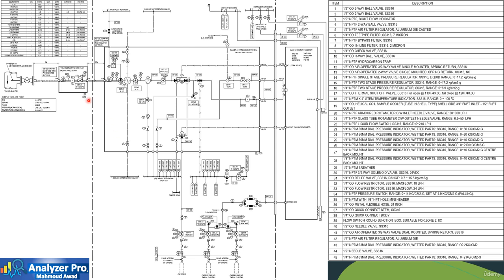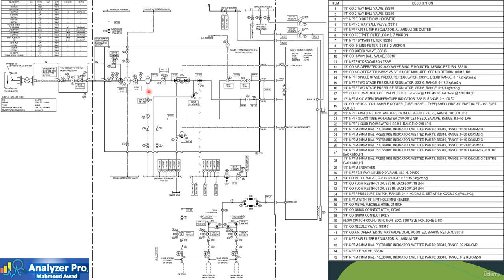In this example, the sample is liquid and it exits the sample conditioning panel to the analyzer liquid sample injection valve in the liquid state, and it is returned back to the process also in the liquid state. We notice that a sample cooler is used to cool down the liquid sample because the normal process temperature of the sample is 81 degrees Celsius.